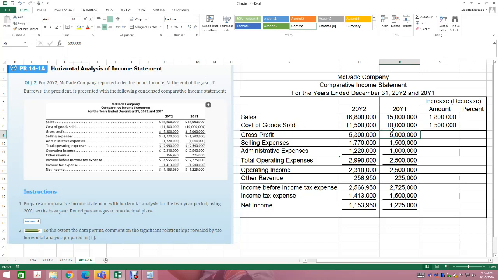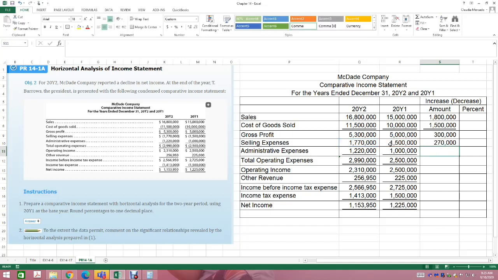What happened to your cost of goods sold? Well, we had 10 million last year. This year we had 11.5. My cost went up by 1.5. So we're going to continue to the next one. My gross profit, did that go up or down? Well, my gross profit went from 5 million to 5.3 million. My gross profit increased by 300,000. So we go through each of these components and identify if they increased or decreased.